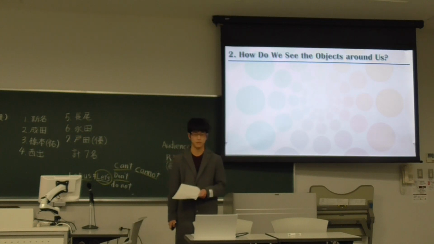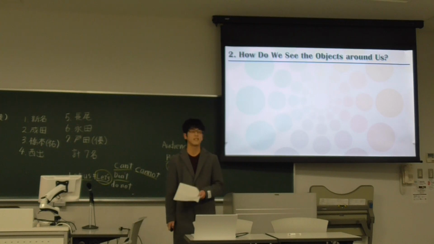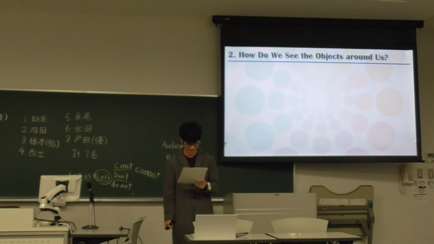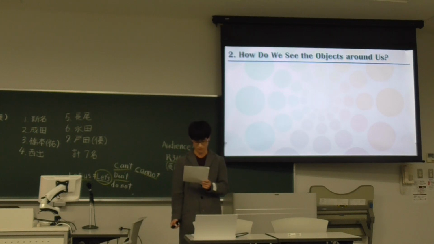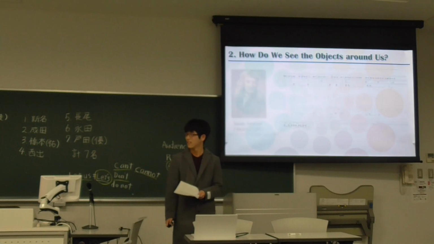First topic is about how do we see the objects around us. There are many objects around us, and at first glance, they are colored, but they are not colored. Actually, our brain identifies and arranges the light coming into our eyes.